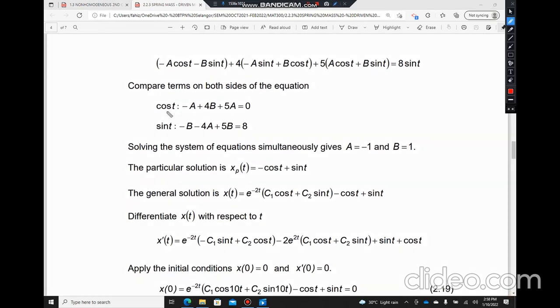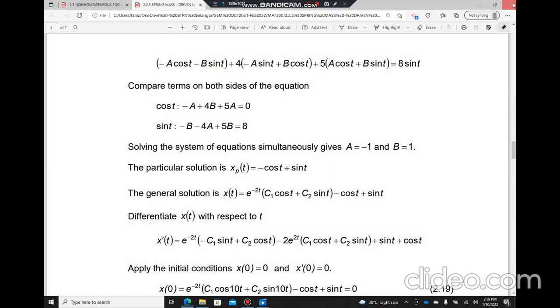Okay, this one, contohnya cos kan. Okay, cos t, kita ambil satu untuk cos t. Okay, first negative A, so minus A, and then yang ni cos t juga 4B. Okay, so 4B, this one cos t 5A, so -A + 4B + 5A equals to 0. Why equals to 0? Because this one sebelah kanan tak ada cos. And then untuk sin pun sama. Sin, first negative B, so minus B, sin minus 4A, and then plus 5B equals to 8 sebab kat sini ada function sin t.